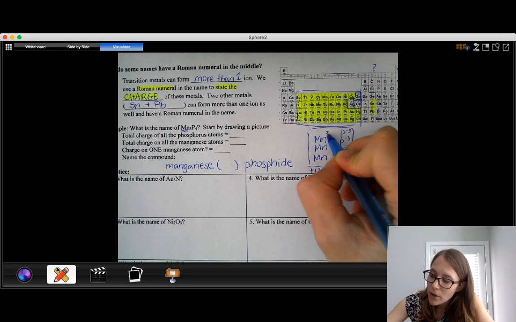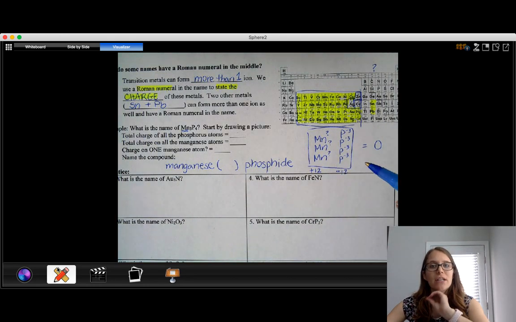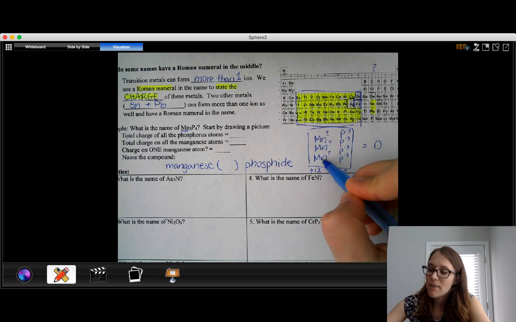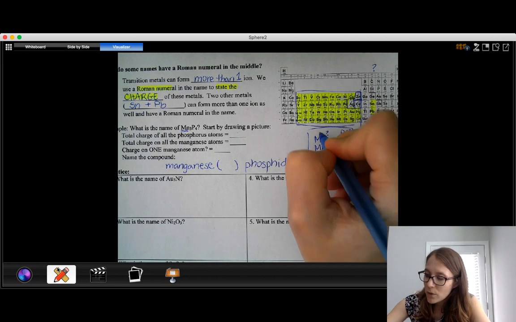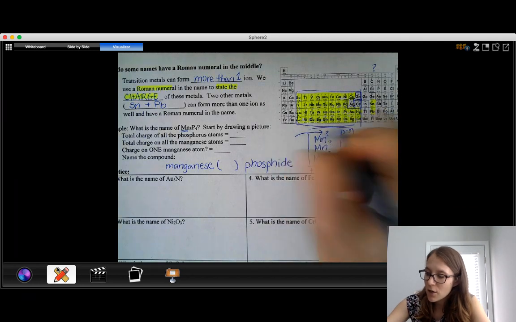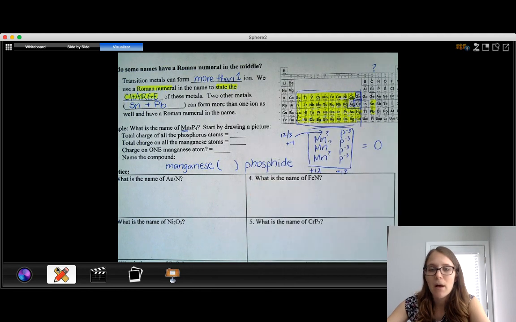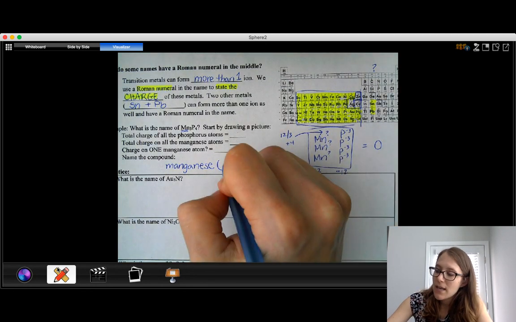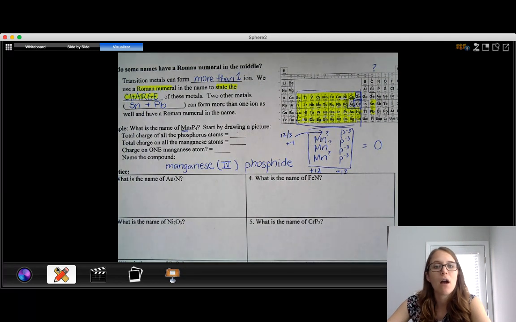Well, what I really want to know is, what's the charge on a single manganese? Not the charge on all of them combined, but just the charge on a single manganese in this compound. If I know that there's 3 of them and they have to equal 12, 12 divided by 3 would give me this number that's going to go here. So 12 divided by 3 would be +4. So in this case, I know that manganese is going to have a charge of 4 in the compound.